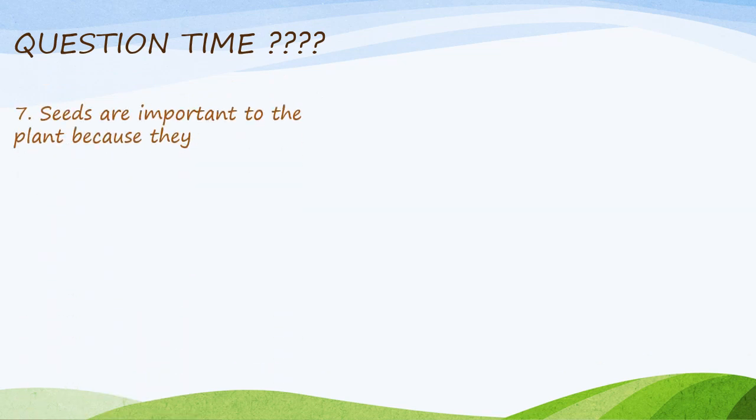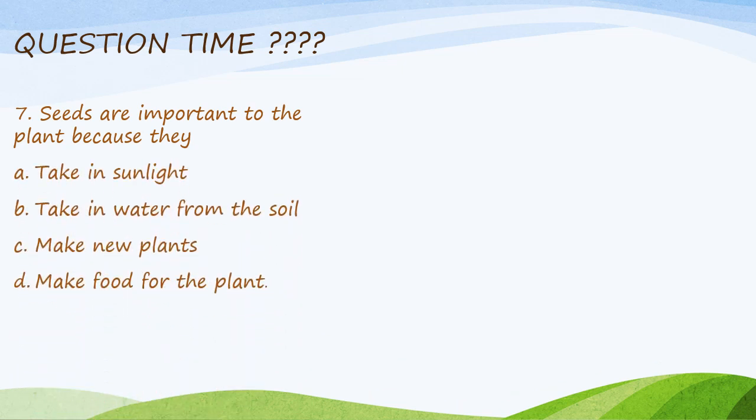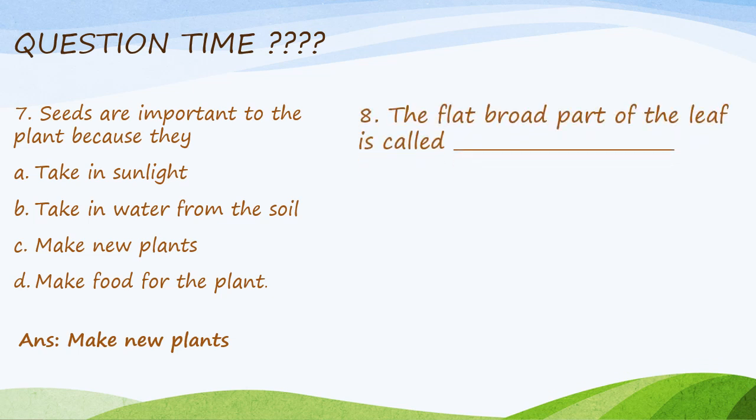Seeds are important to the plant because they take in sunlight, they take in water from the soil, make new plants, make food for the plant. The answer is make new plants. Seeds make new plants. Question number 8. The flat, broad part of the leaf is called lamina or leaf blade.